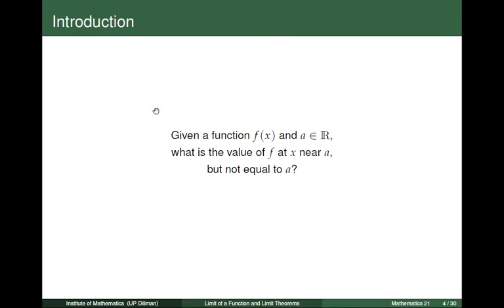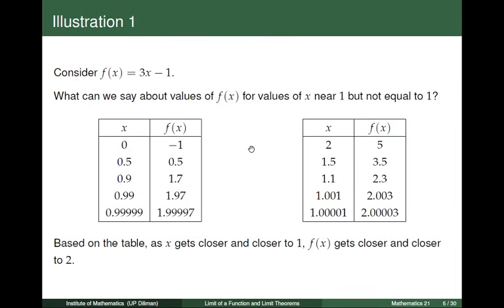Now, let us start with the first objective by asking the following question. Given a function f and a real number a, we want to know the value of the function f at points near a but not equal to a. So to illustrate this problem, we will be considering three functions. The first one being the function f given by 3x minus 1.